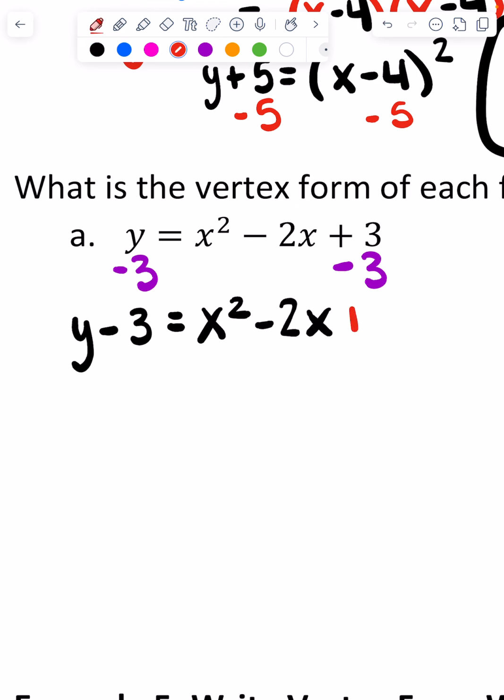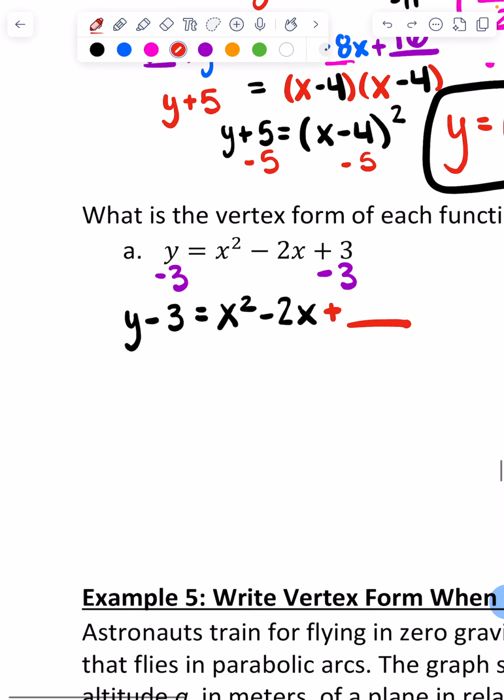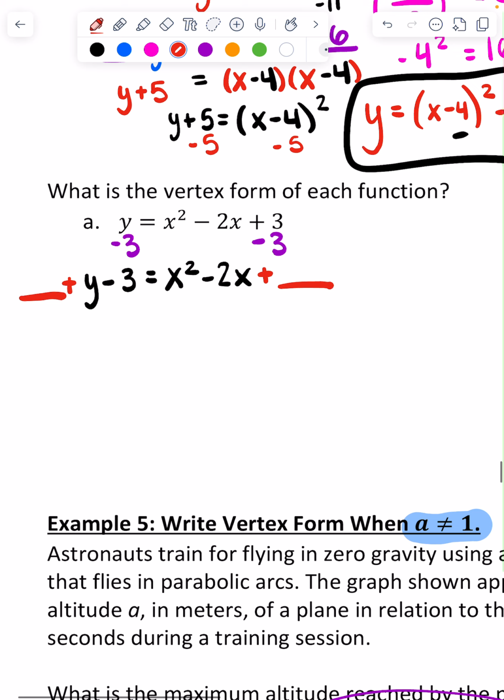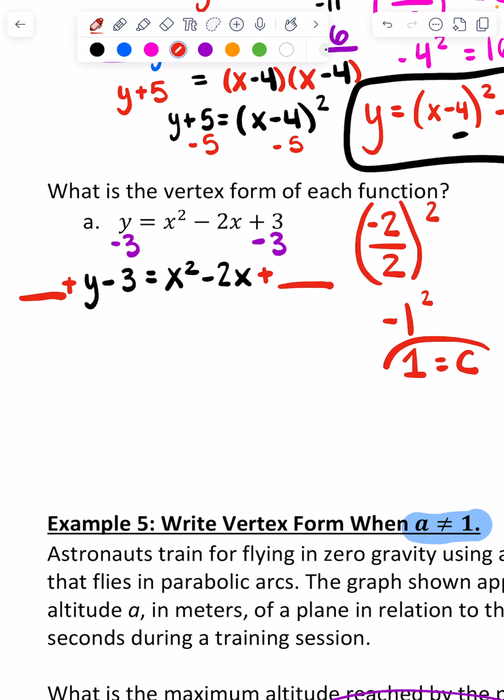All right, so we need to find the right c value. 3 was not the right one. So we're going to have to find it, and we have to add a blank on both sides every single time. And to find that missing value, we always do b, which is negative 2, b divided by 2 squared. So negative 2 divided by 2 is negative 1. We square that to get positive 1. That is our magic number. Let's go ahead and add that on both sides.